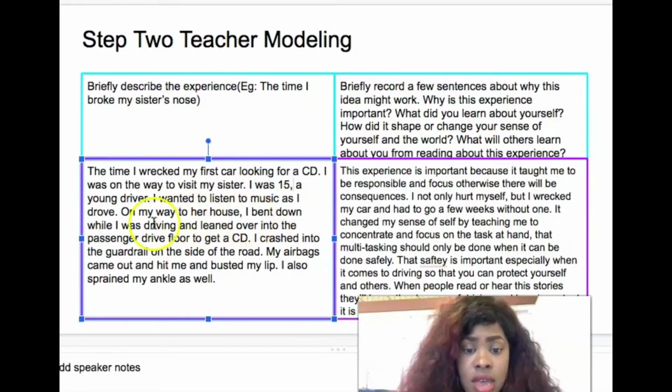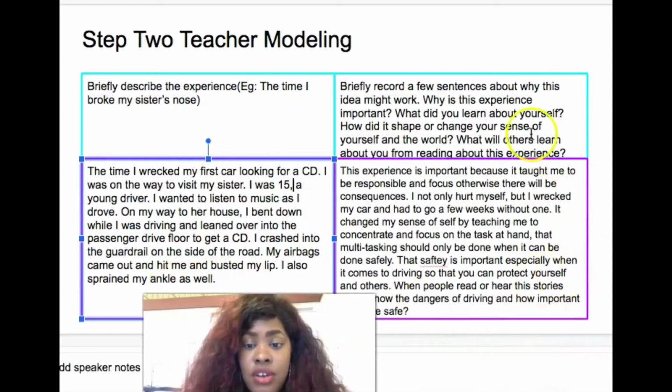On my way to her house, I bent down while I was driving and leaned over into the passenger side floor to get a CD. I crashed into the guardrail on the side of the road. My airbags came out and hit me and busted my lip. I also sprained my ankle as well.